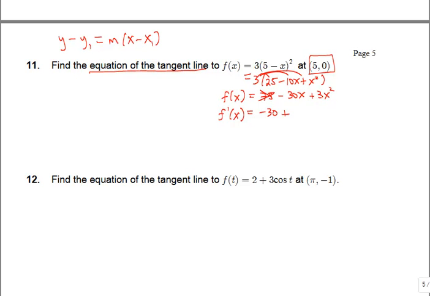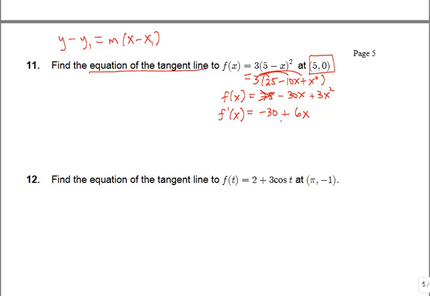And then the derivative of 3x squared, the 3 is going to stay there, but I'm going to bring down that 2 next to it. So 3 times 2 will give me a 6. And when I subtract 1 from the power, this just becomes an x to the first. So my derivative function is negative 30 plus 6x. This tells me the derivative or the slope at any x.